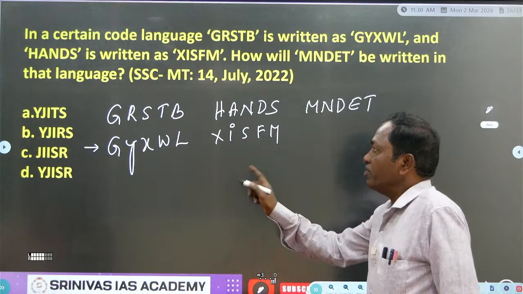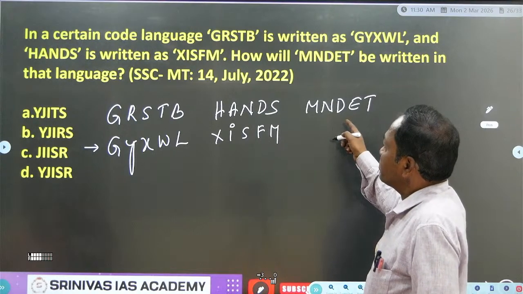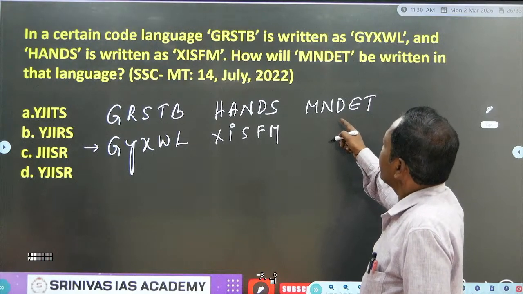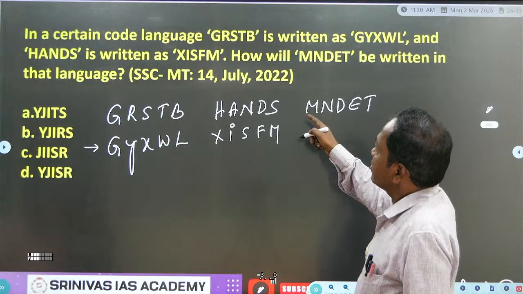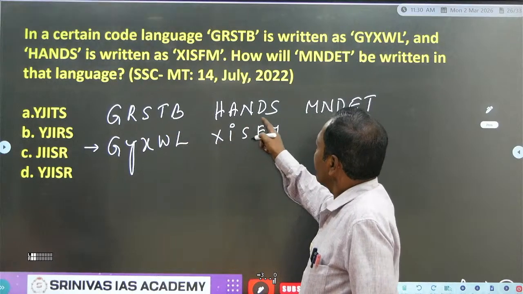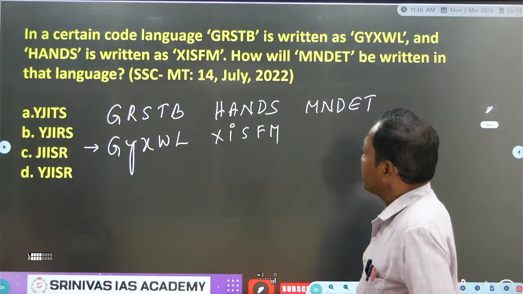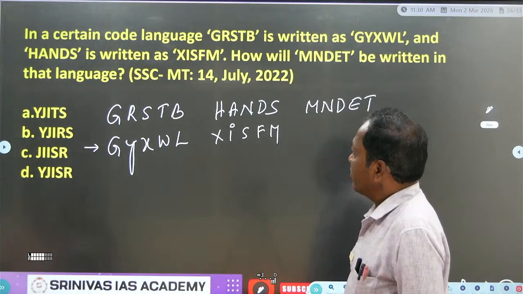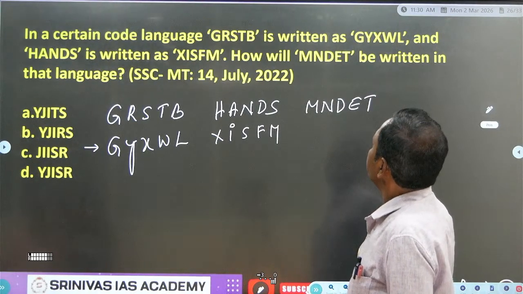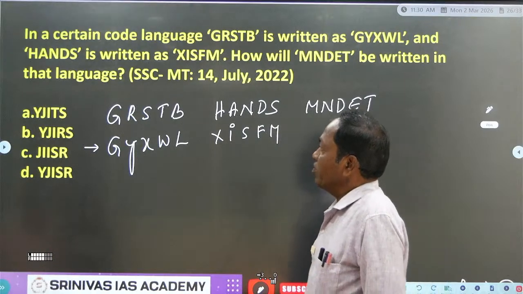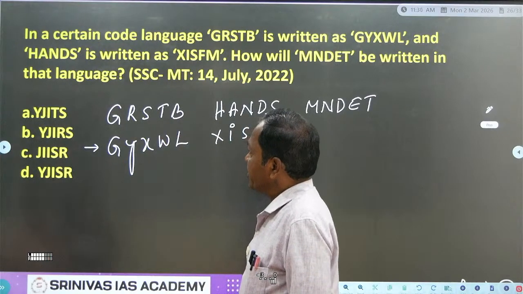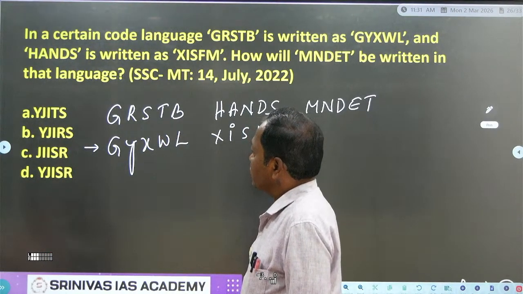Now if there is more than one word, see which letters we need for MND. MNDET: do you see M here? No, we don't. Then you have to see the position of the letter. In a certain code language, GRSTB is written as GYX. That is also not possible directly, letter to letter. Maybe some reverse order is possible.